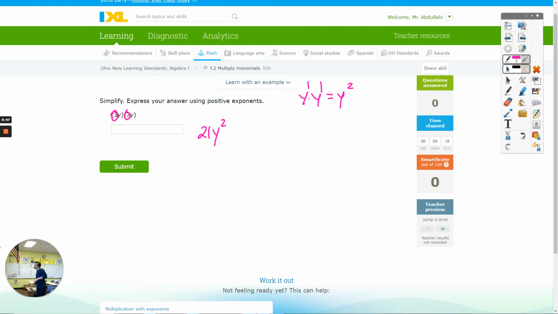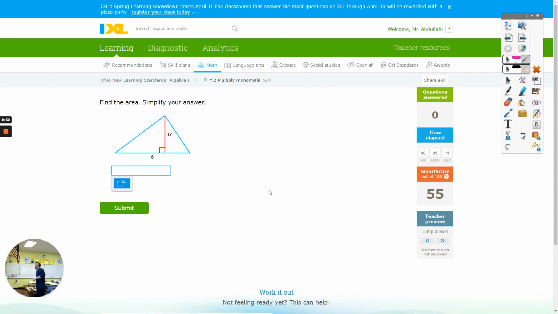So let's move up a level and see how that one goes. Okay, now we have a triangle. We are going to find the area, simplify your answer. So basically, we're going to multiply the monomials that we have in here, but you should also know how to find the area of a given figure. In this particular example, to find the area of a triangle, this is the formula we need to use. Area equals 1/2 times base times height. That's a general formula. So we just do substitution, and then first bring down that 1/2, and then base is 6 times height. That's the height.